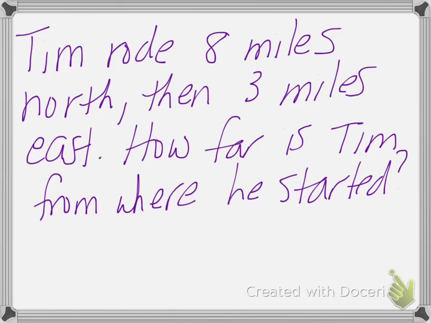Okay, here's another word problem example. I'll give you a minute to copy this story down. We're talking about Tim, and he's riding a motorcycle, a bicycle, I don't know what Tim's riding, but he's riding 8 miles north, then 3 miles east. And we want to know how far he traveled. Just don't forget, this is north, south, east, and west. You can press pause while everyone copies the problem, and when you're done, just come back.